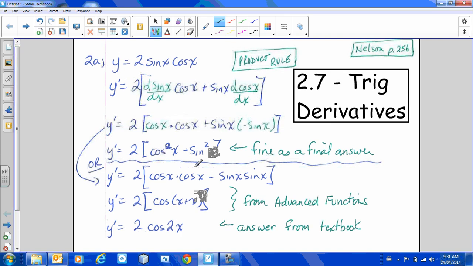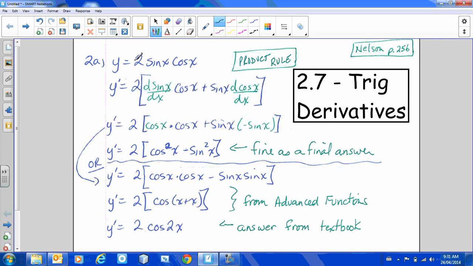So all I did here was take some of the rules from advanced functions, cos squared minus sine squared. Some of you would recognize that as cos 2x. If you didn't, you might recognize it as, obviously I have cos times cos minus sine times sine, which is the addition of angles for cos rule. I forget my actual term there. So cos of 2x. So that's the answer in the textbook.